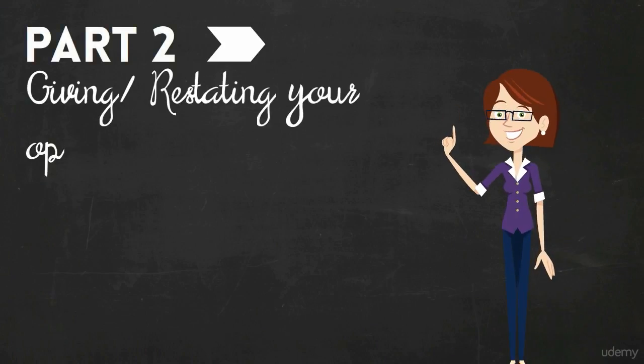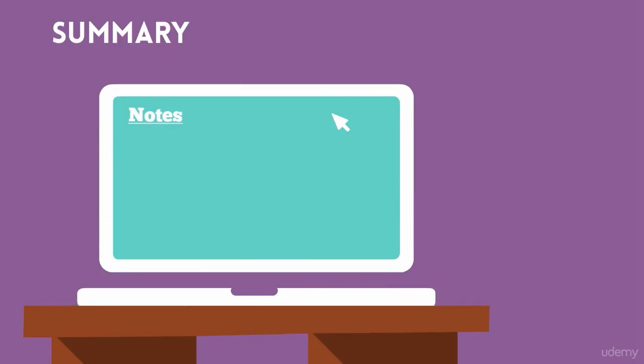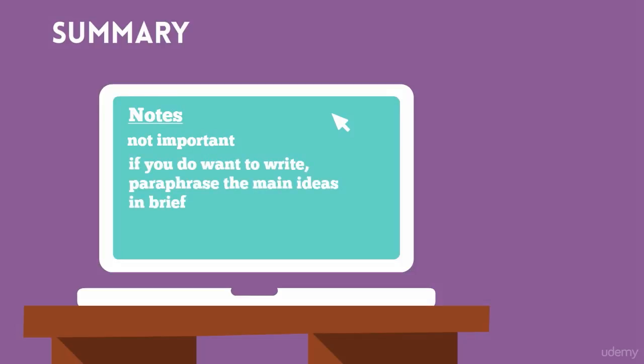The next part of your conclusion is restating your opinion. In a discursive essay, this is where you state your opinion. In an argumentative essay, you can simply paraphrase your original thesis statement. For the summary, one habit of IELTS candidates is to end with a simple summary of their opinion and main ideas. This is absolutely fine and can add extra coherence, but it is not necessary. If you do want to write one, then it is a good idea to paraphrase the main ideas of each paragraph in very brief terms. Never include examples or explanation. These again go in the body of the essay.